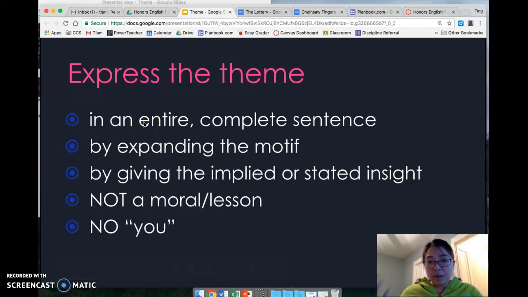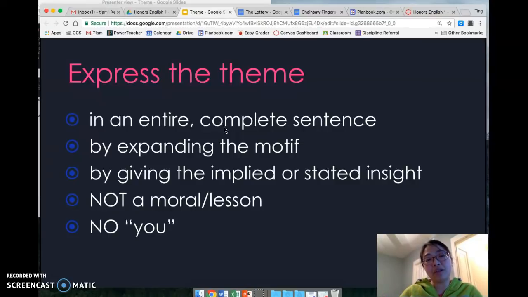This is how we discuss theme when we're doing literary analysis. You have to make sure that it's in an entire complete sentence. You're expanding that topic, that motif, and then you're telling me what the author's implied or stated insight is. What is their little piece of wisdom?